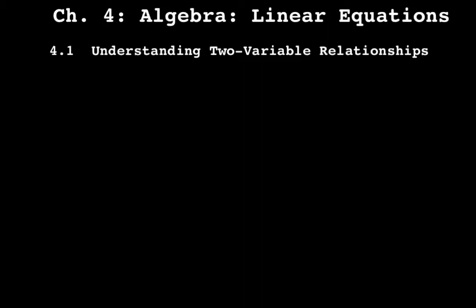This whole chapter should be lots of stuff about lines, graphing lines, equations for lines, filling in data tables that if you put the points on a graph, it'd give you a line, something like that. 4.1 is understanding two variable relationships. There's tons of situations that involve two variables.